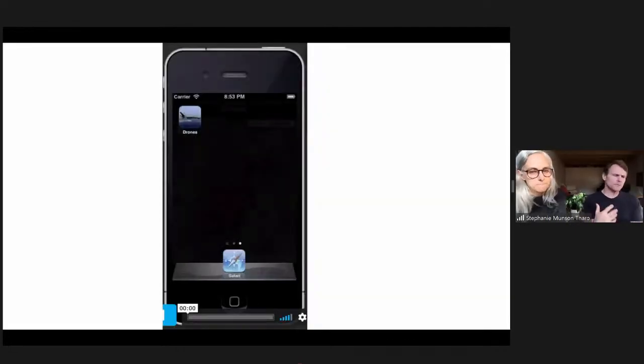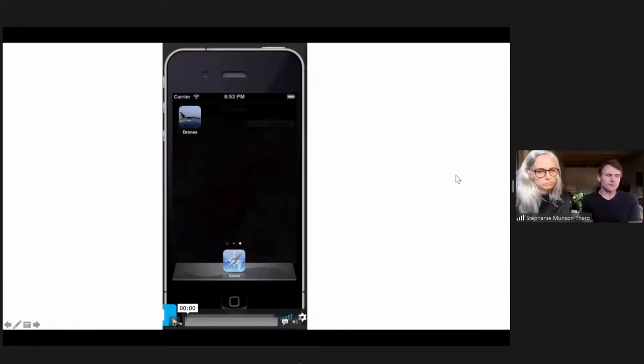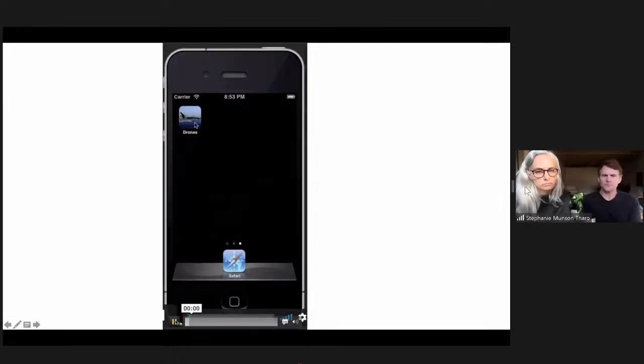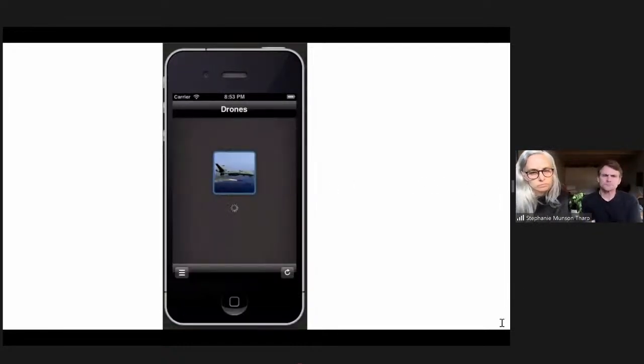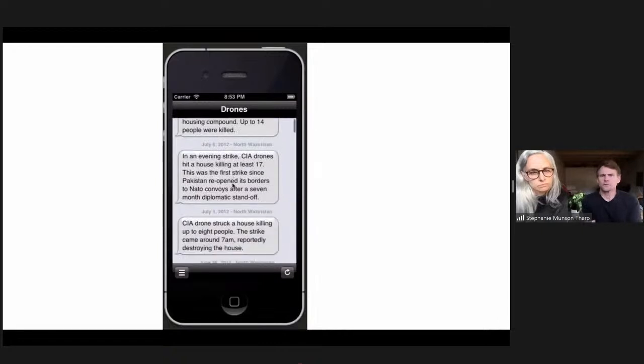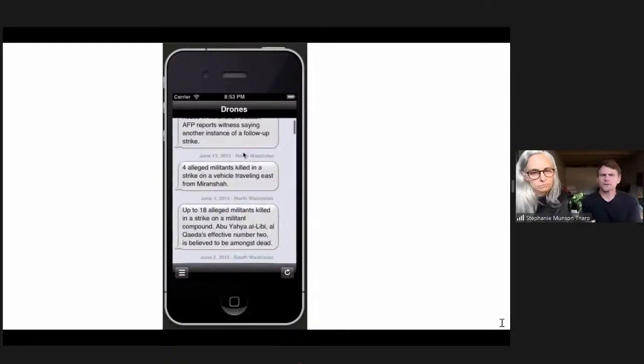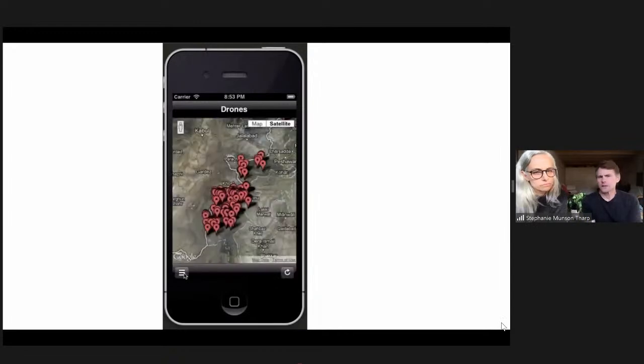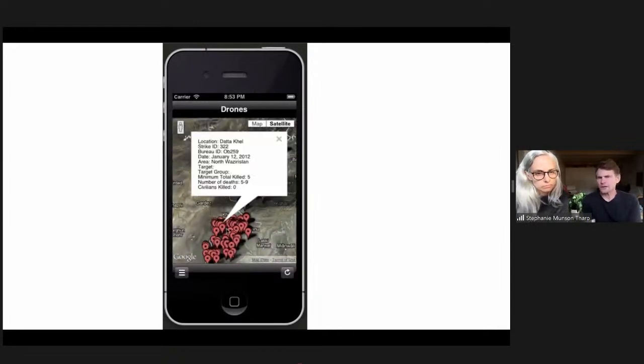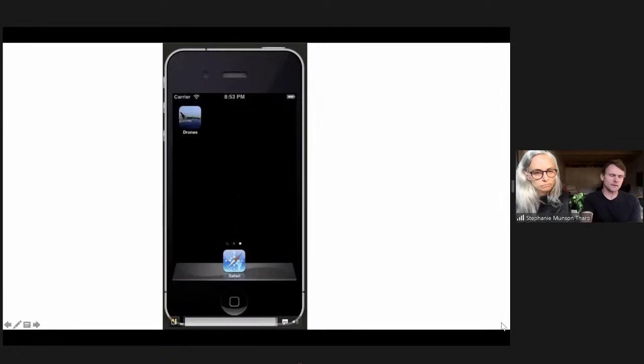So an example of one of these, I'm going to go back to the example that Stephanie had where she mentioned Josh Begley's Drones+ app, where you get a push notification every time there's a US drone strike. This is just a quick demonstration of what that looks like. You go to the app, here are your notifications when they occurred. And then you can actually go and see the map where they were, and a little bit more information about them at that time.